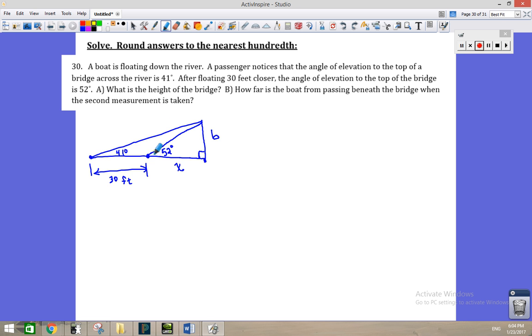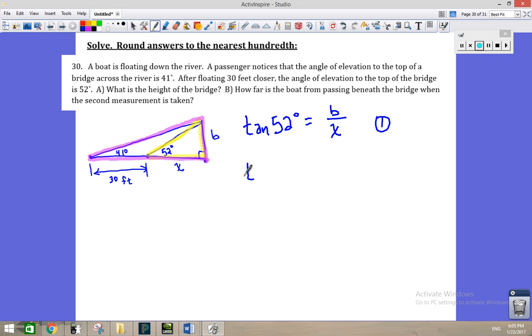Let's jump in. If I use this smaller triangle, I can get one equation, that the tangent of 52 degrees is equal to b over x. That's not a 6, that's a b. And then for my other triangle, I'll use this big triangle and get a second equation. I'll call this equation 1.